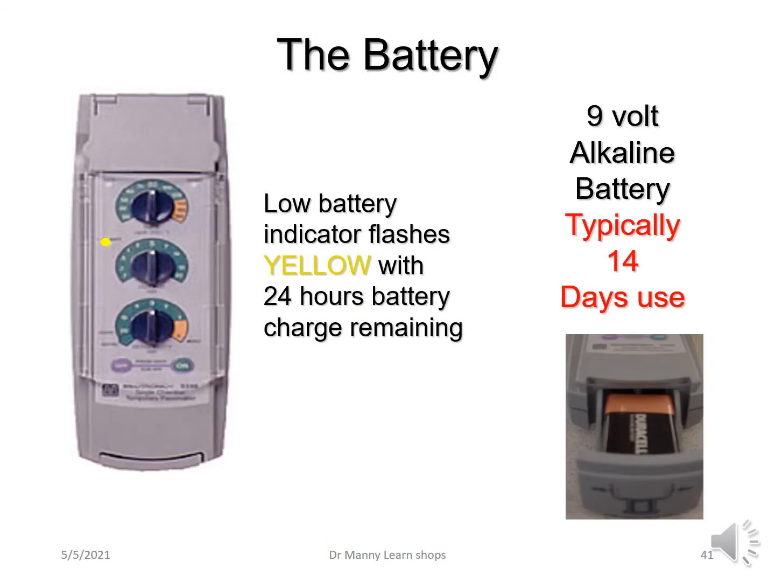Okay, all temporary pacemakers typically have a battery. And as I mentioned previously, the low battery indicator flashes yellow with 24 hours of battery charge remaining. And that seems to be pretty typical with most pulse generators that provide temporary pacing. The battery is typically a 9-volt alkaline battery, and typically you get 2 weeks use for it with continuous use. However, look, the battery should be changed whenever you are commencing temporary use with any new patient.